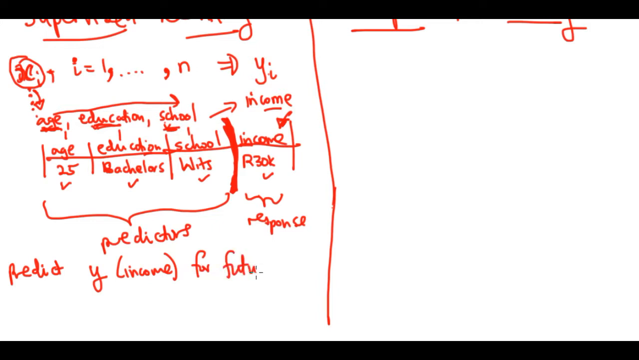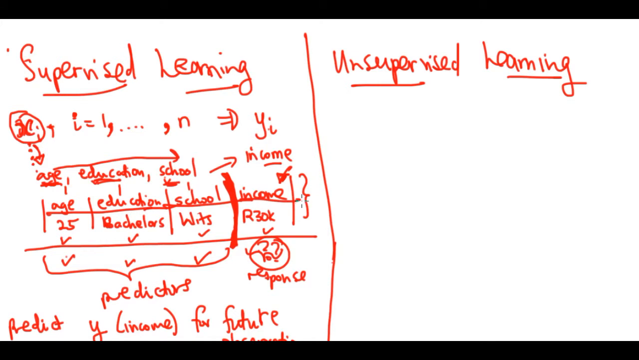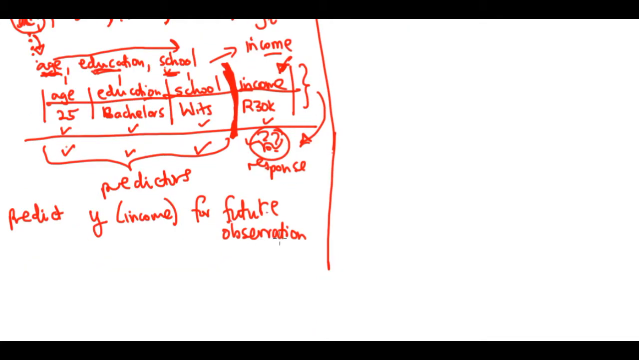What it means is for people who then walk into our company, we ask them, what is your age? We get the age. What is your education? We get their education. What is their school? We get their school. But for that new person, we do not know what their income is. So using the data where we know everything, we want to fit a model that will allow us to predict this income level for a new or future observation. So that is predictive modeling.